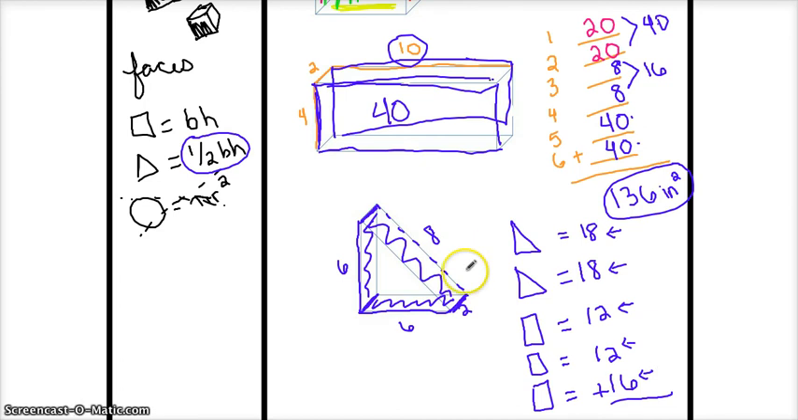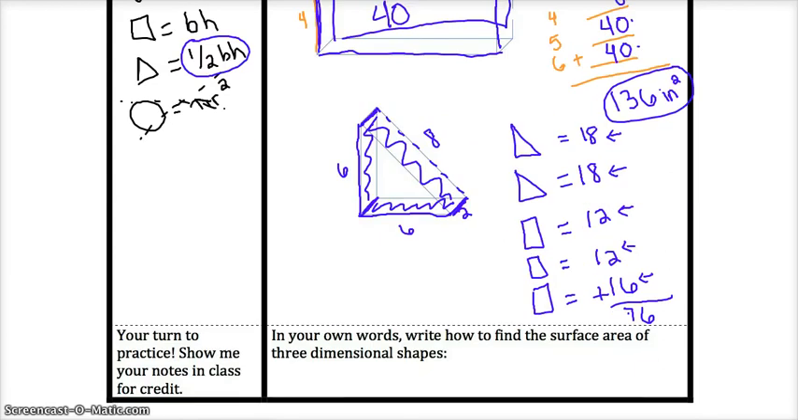And then I just need to add them all up. So once you add those up, you will get your answer. And I got my answer of 76. So now go ahead and, in your own words, write and explain how to find the surface area of three-dimensional shapes.